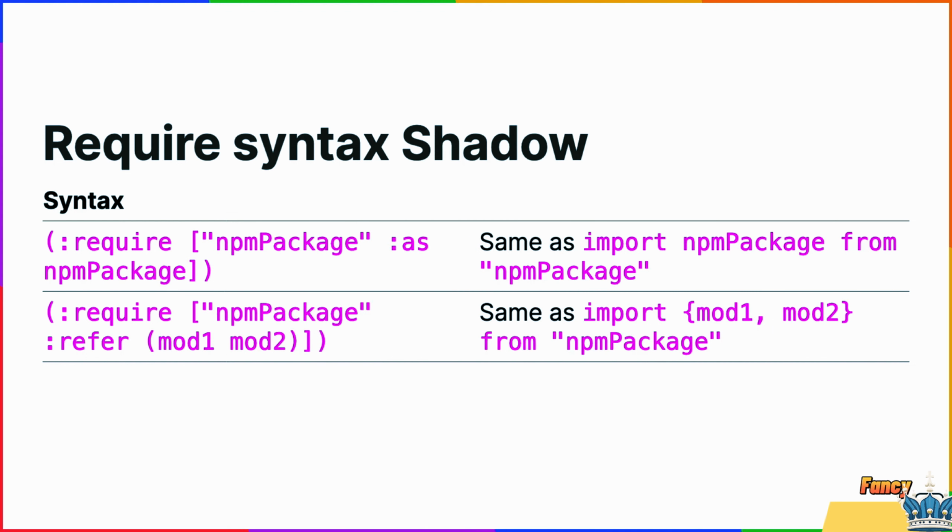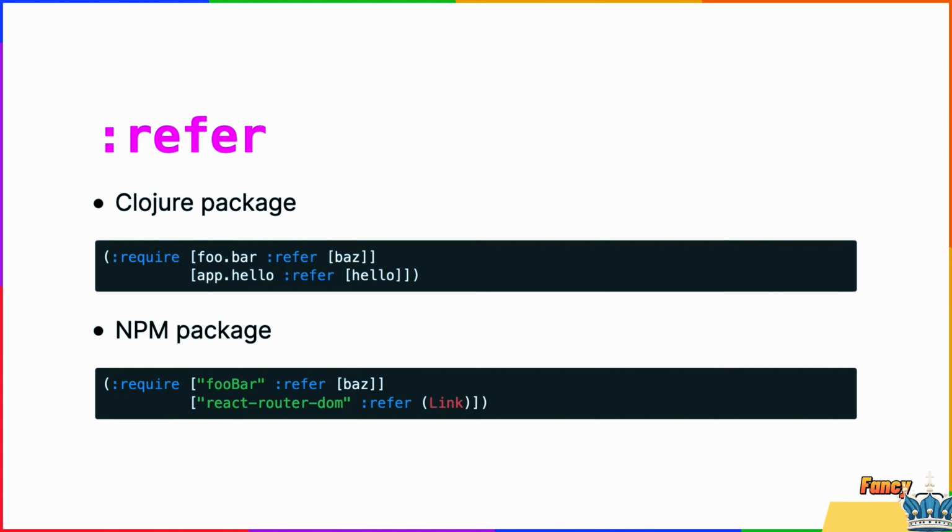Shadow provides us with two special require forms that help interoperate with npm. We can require an npm package as a string. Notice the string around the first form. And we can also refer to parts of the package using the refer keyword. To require parts of a Clojure namespace with refer keyword, we use square brackets. But to require parts of a package from an npm package, we use parentheses.